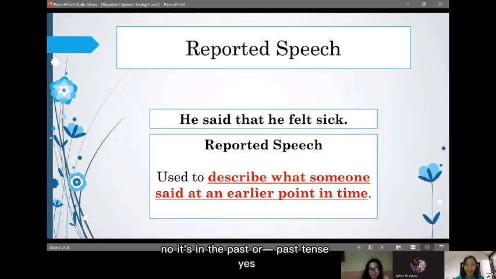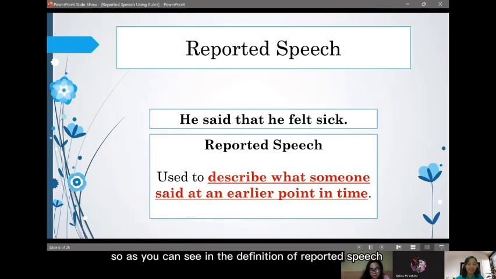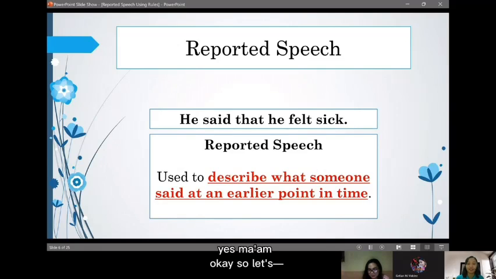Past tense. Yes, so if in the direct speech, the verb tense is in the present tense, the verb tense in the reported speech is not in the present tense, but it is in the past tense. So, as you can see in the definition of reported speech, it is used to describe what someone said at an earlier point in time. Okay? So, are you clear with that? Yes, ma'am. Okay. So, let's proceed.